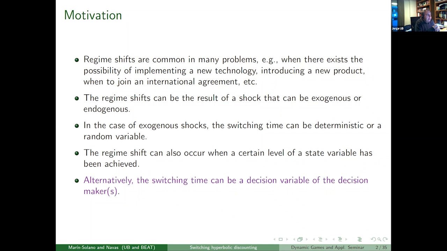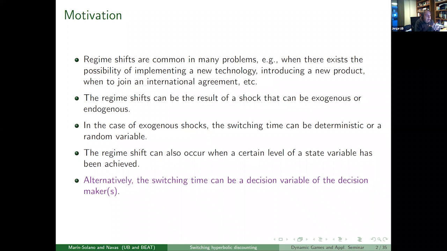In the case of exogenous shocks, the switching time can be deterministic, for instance, when a new regulation is going to be applied and we know it in advance, or it can be a random variable, for instance, when an economy in Asia has to face some unexpected crisis. The regime shift can also occur when a certain level of a state variable has been achieved, think of an oil deposit, such that below some level of the deposit we need to change to a different technology if we want to continue the extraction and exploitation of the resource.